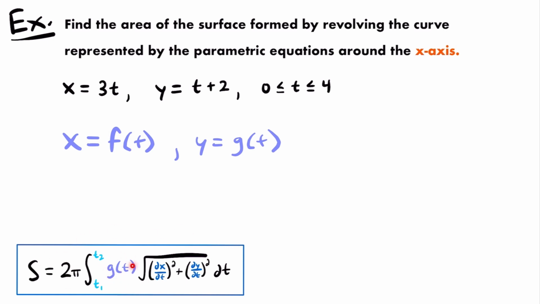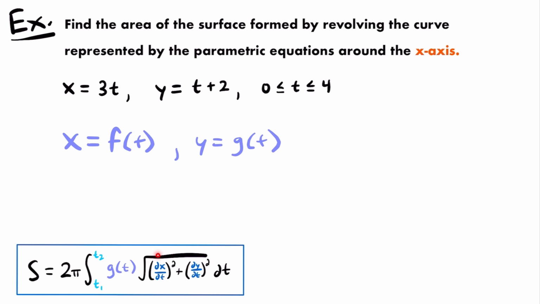And that part of the formula is the only part that's going to change when we look at an example where we are revolving around the y-axis instead of the x-axis. All right, when you're revolving around the y-axis, instead of having g of t, we're going to have f of t. But we'll take a look at that in our next example. For now, let's just focus on revolving around the x-axis. And so we're going to use g of t in our integral.